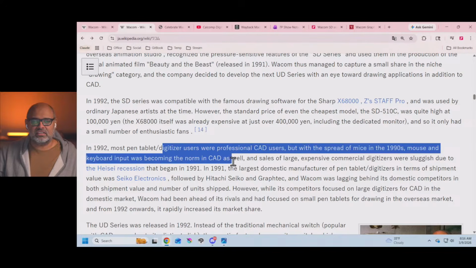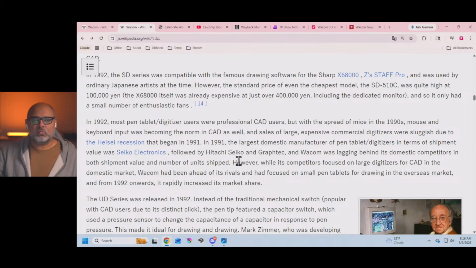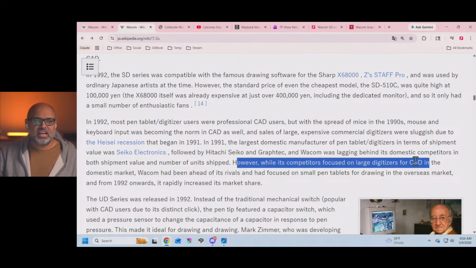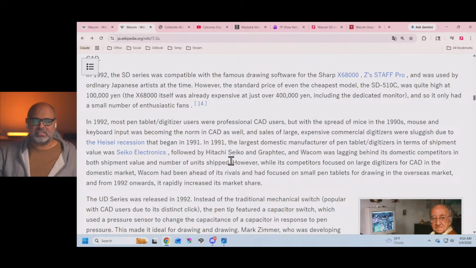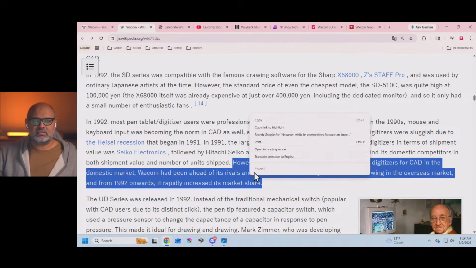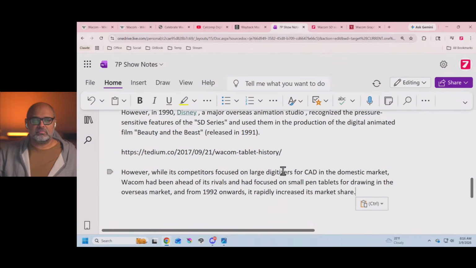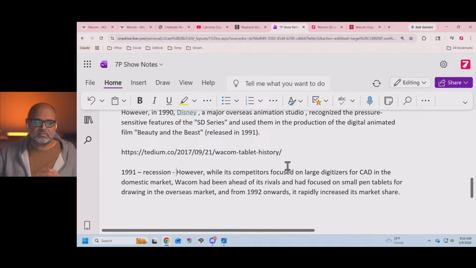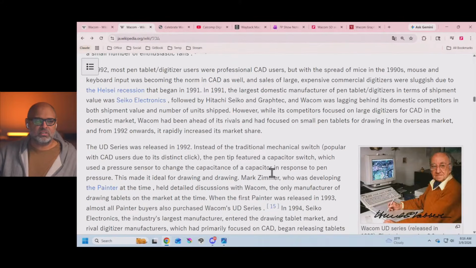There was a recession in 1991. I'm just skipping over the boring parts. While its competitors focused on large digitizers for CAD, Wacom had been ahead of its rivals and focused on small pen tablets for drawing. That's interesting. This is actually a really interesting detail. So I'm going to copy this and put it in my notes. That's 1991. Recession. I assume that was a recession in Japan, because we didn't have one in 1991 that I remember.